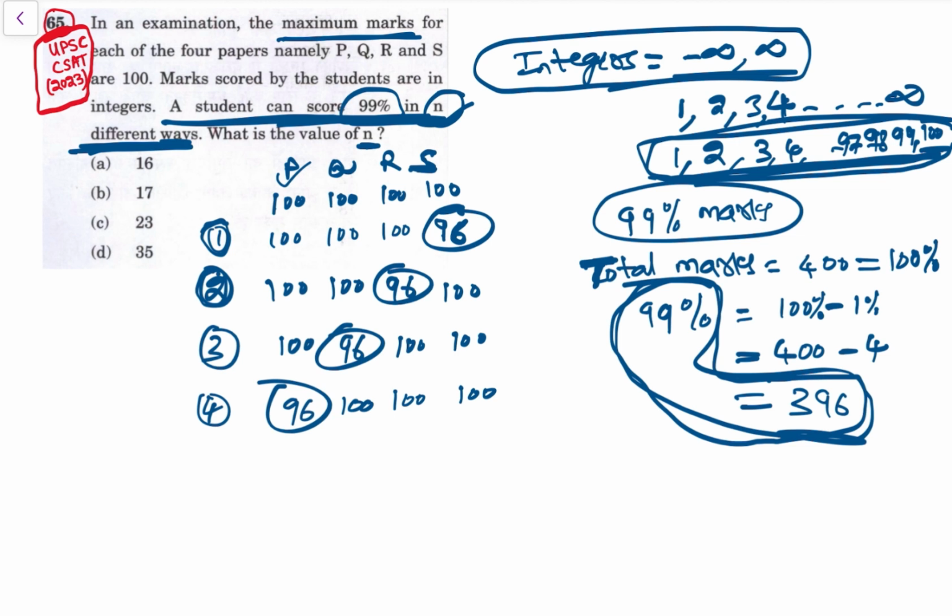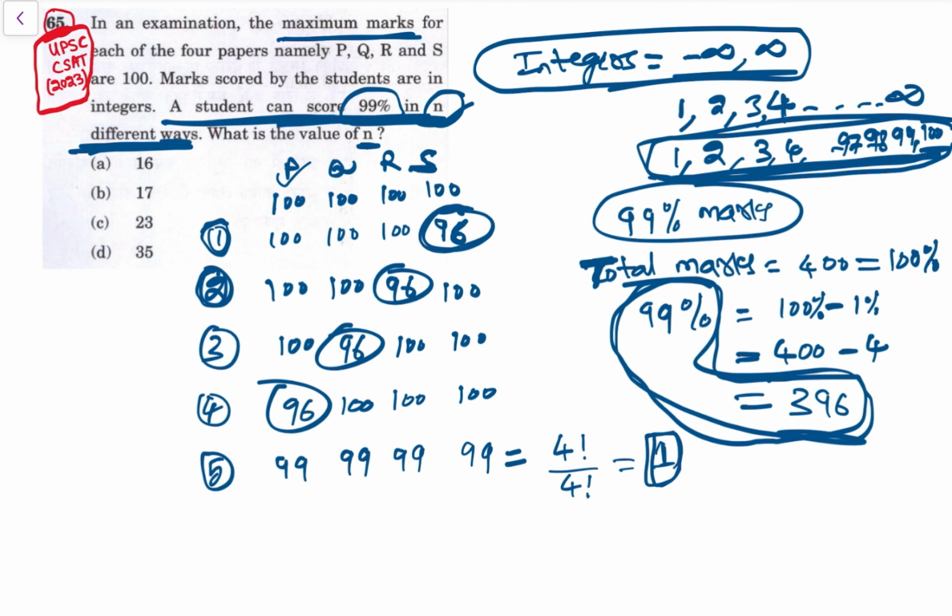Now the fifth case is that it can be 99, 99, 99, 99. So that is also 396. But with 99, 99, 99, 99, only one case is possible. Why one case? In permutation and combination we will discuss it. This can be written as 4 factorial by 4 factorial, which is nothing but 1, so only one way we can write it.